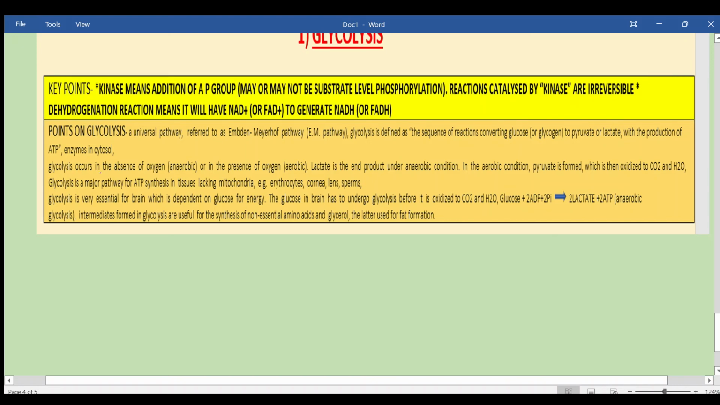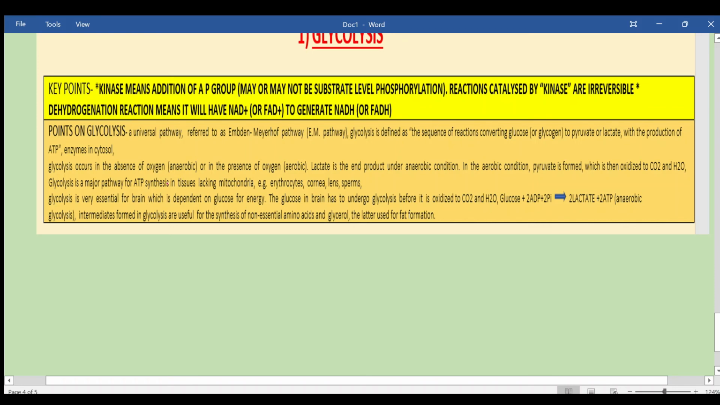Glycolysis occurs in absence of oxygen, as I have already told you, anaerobic, or in presence of oxygen, aerobic. Lactate is the end product under anaerobic condition. In aerobic condition, pyruvate is formed, which is then oxidized to CO2 and water. Glycolysis is the major pathway for ATP synthesis in tissues lacking mitochondria. Examples: erythrocytes, cornea, lens, and sperms.